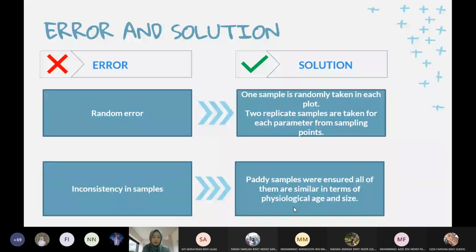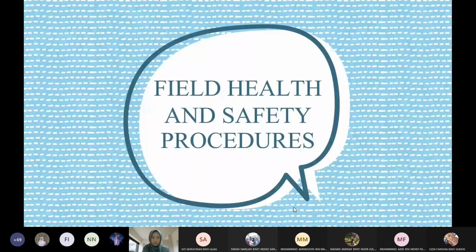The next error is inconsistency in samples. To solve this, paddy samples were ensured to be similar in terms of physiological age and size so that the results are more reliable and reproducible. That is all for the flora environmental sampling. Farah will read the next slides to wrap up this presentation.